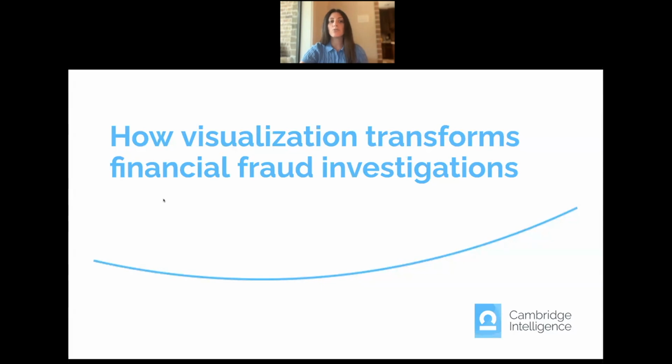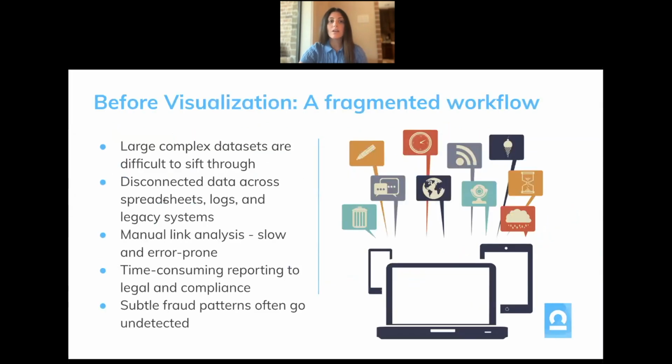So how does visualization transform financial fraud investigations? Before visualization tools were introduced, fraud investigations were incredibly fragmented. Data was spread across multiple systems, transaction logs in one tool, customer data in another, and case notes somewhere else entirely. Investigators had to manually pull all of this together just to start building a picture. They relied heavily on spreadsheets, PDFs, and even drawing connections on whiteboards or notepads to map out relationships.